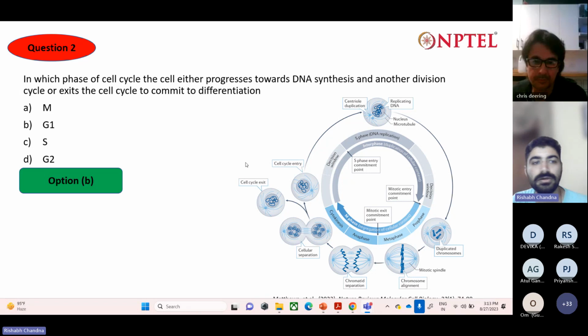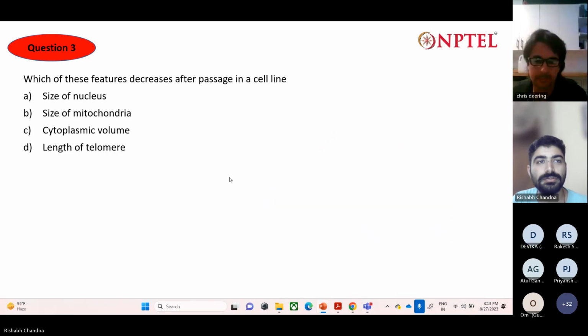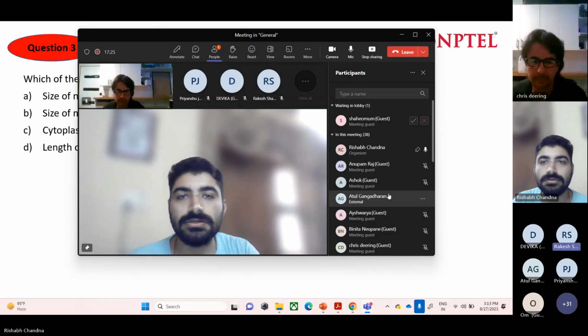If not, then we'll move on to the next question. Which of these features decreases after passage in a cell? Passaging is basically when we, just a second. Length of telomere.